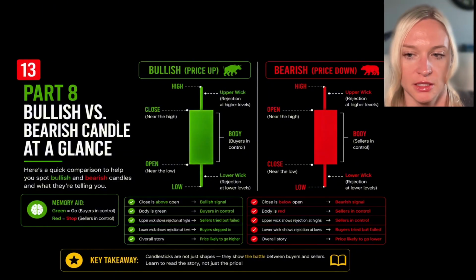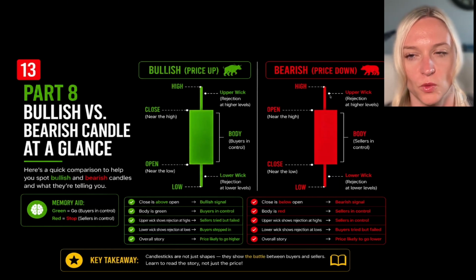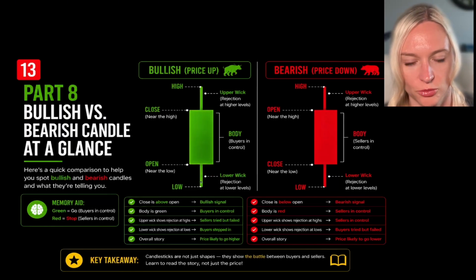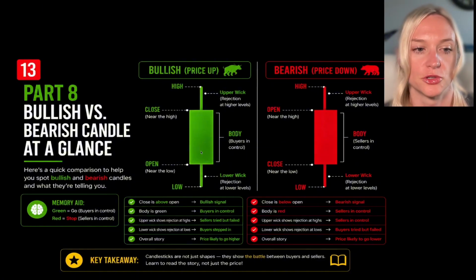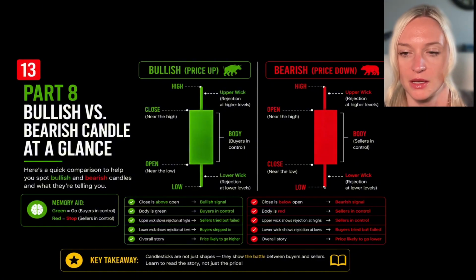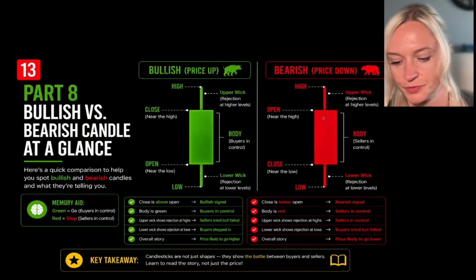So I kind of went over this, right? The difference in the body, and why one turns green and why one turns red. Bullish signal, bias and control. It gets more green. Sellers try to go lower, but they failed. The buyers step in and push it up. And vice versa with the bears, right? The buyers try to take over, but the sellers won.